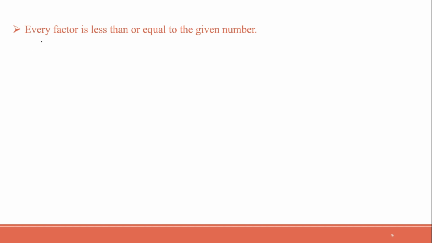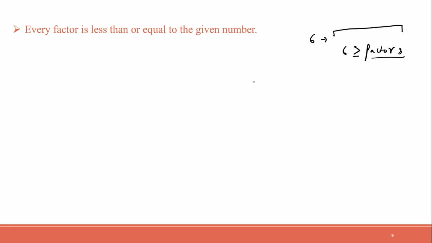Now let's come to this. Every factor is less than or equal to the given number. What does it mean? That means if I am talking about 6, then all the factors of 6 will either be smaller than 6 or equal to 6. Why?